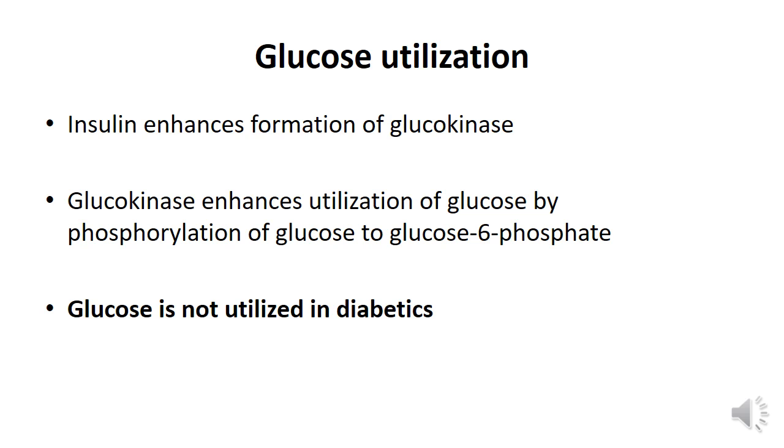Insulin enhances glucose utilization through the formation of hexokinase or glucokinase, an enzyme which is responsible for phosphorylation of glucose into glucose 6-phosphate, so that there is going to be utilization of glucose for the formation of the fuel or energy. So what we understand here is in diabetics, glucose is not utilized by the tissues.